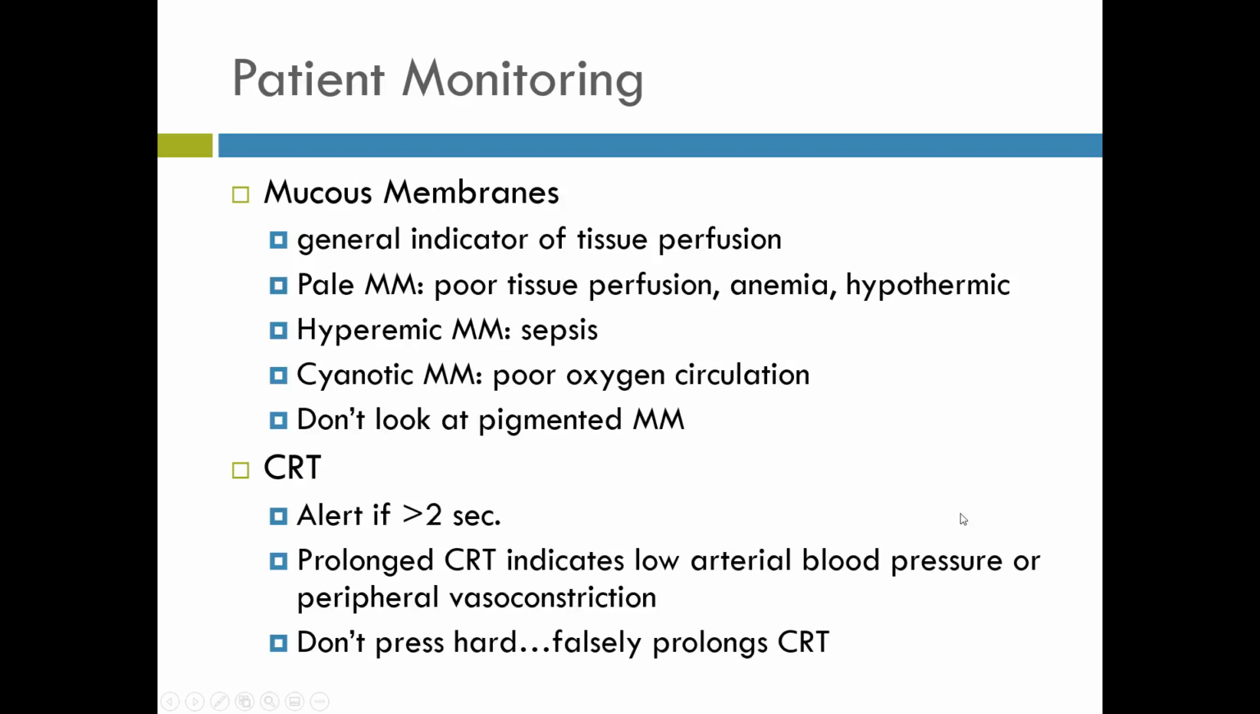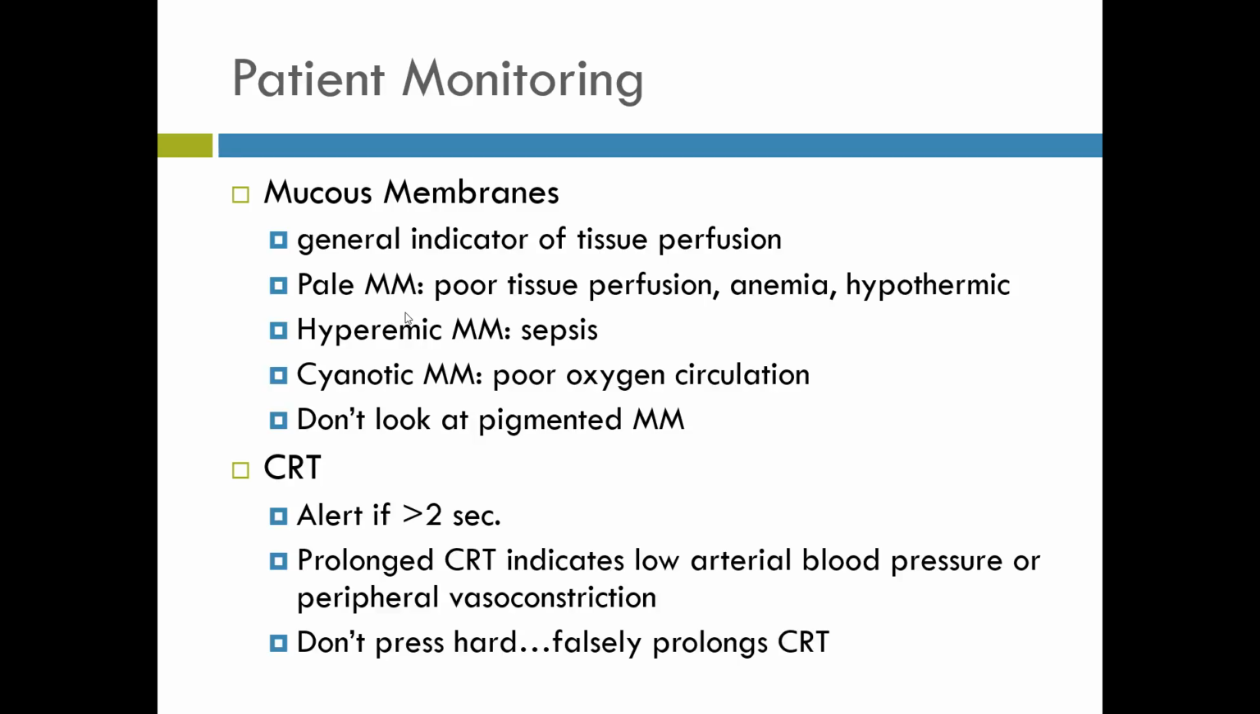When checking our mucous membranes, we look at them as a general indicator of tissue perfusion, meaning the tissues are getting adequate blood flow. Pale mucous membranes indicate poor tissue perfusion, anemia, or hypothermia. These are going to be a very light pink color. Good mucous membrane color is what we call bubblegum pink. Hyperemic mucous membranes are going to be red. This can indicate sepsis, a systemic infection. Cyanotic mucous membranes mean poor oxygen circulation, so these are going to look blue, if not purplish. The biggest thing is to not look at pigmented mucous membranes, like animals that have a lot of black pigment in their mouth, because you can't judge that correctly. You need to look at the pink part.